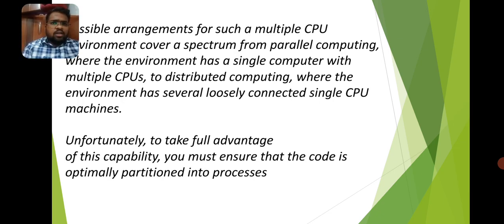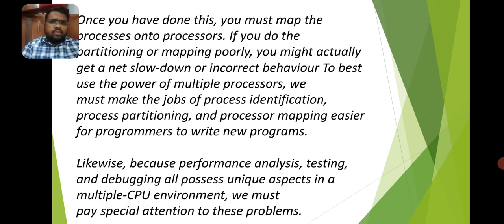Possible arrangements for such a multiple CPU environment cover a spectrum from parallel computing, where the environment is a single computer with multiple CPUs, to distributed computing, where the environment has several loosely connected single CPU machines. Unfortunately, to take full advantage of this capability, you must ensure that the code is optimally partitioned into processes. Once you have done this, you must map the processes onto processors. If you do the partitioning or mapping poorly, you might actually get a net slowdown or incorrect behavior.